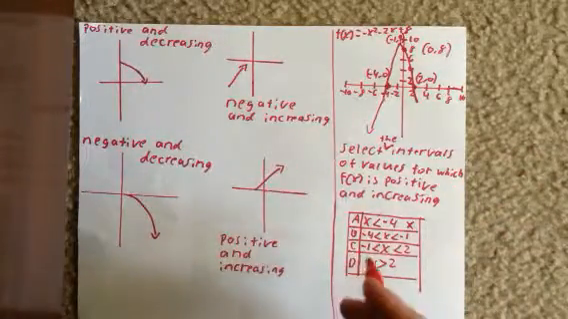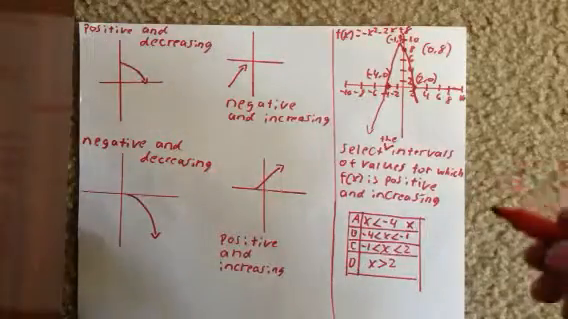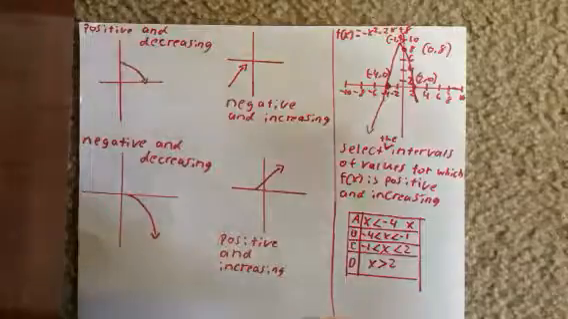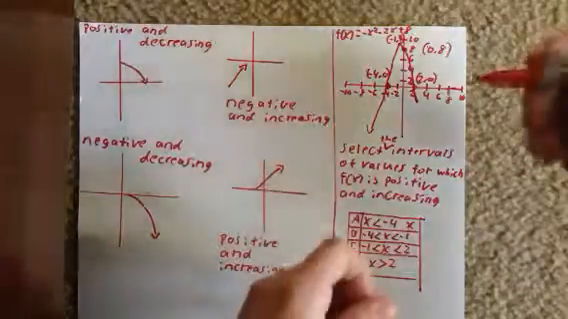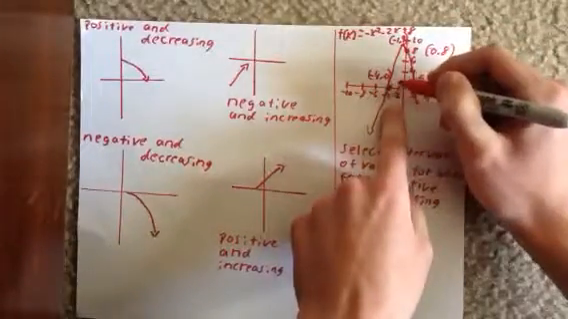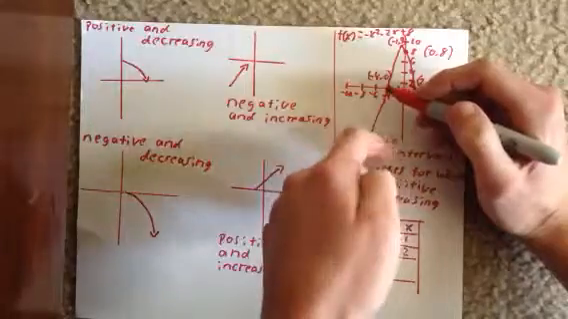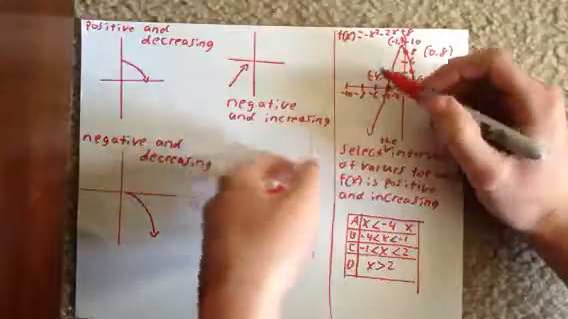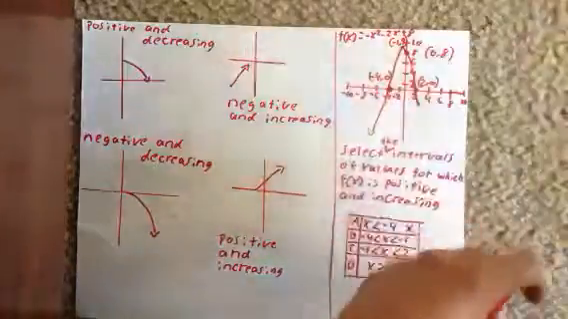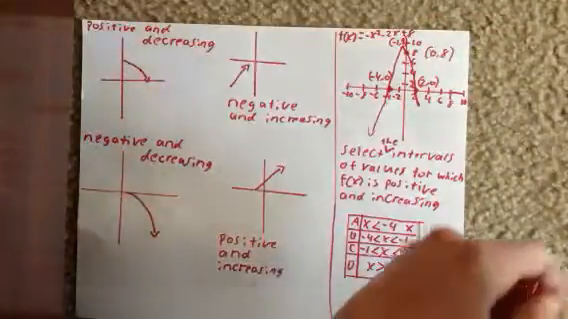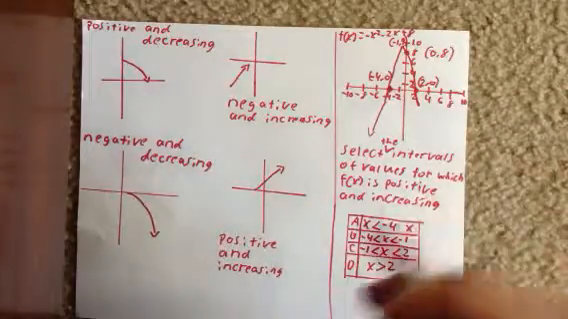Next is B. Negative 4 is less than x, and x is less than negative 1. So it would be in between this point and this point. If we check, this is above the x-axis, so it is positive, and it does have a positive slope. So this one would appear to be positive and increasing. But let's check our other options just to make sure.